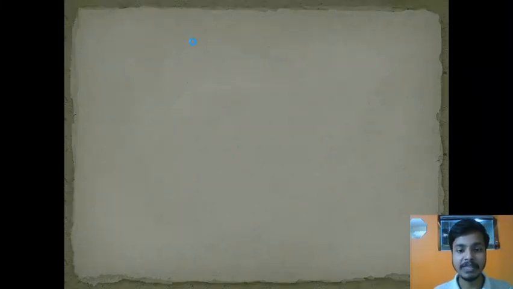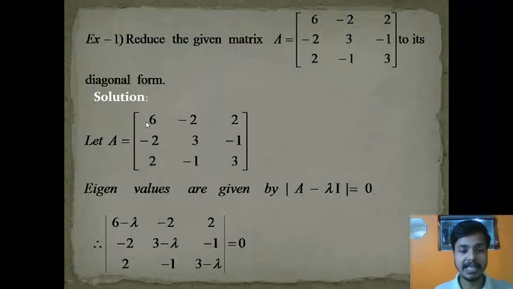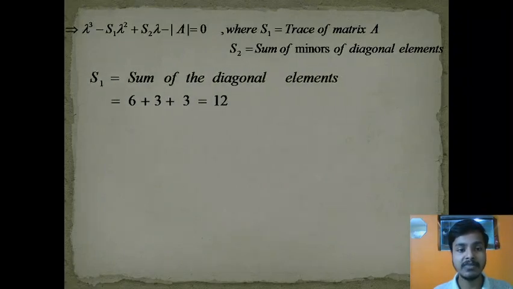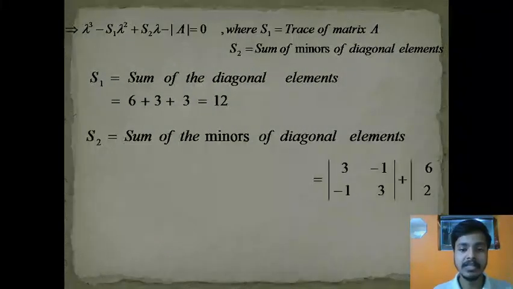Let's go back to the previous slide. This is the matrix A. What is the trace? 6 plus 3 plus 3, that is 12. What would be the sum of the minors of the diagonal elements? For the minor of an element, delete its row and column and take the determinant of the remaining elements, and likewise for the other diagonal elements. In this way, S1 comes out to be 12.